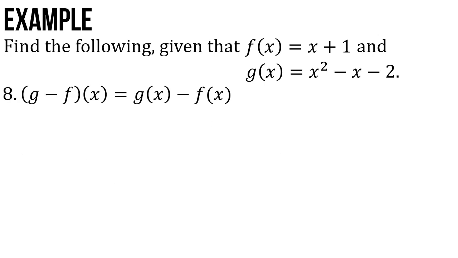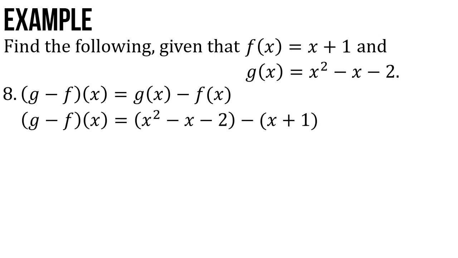Okay. For number 8, g minus f of x. So it is equal to g of x minus f of x. So substitute the values of g of x and f of x so that you can have g minus f of x is equal to x squared minus x minus 2 minus (x plus 1). So like what I've said before, express g of x and f of x inside the parentheses first because it's very important, especially in subtraction, because there could be changes in signs of the terms. Okay, so take note of that.